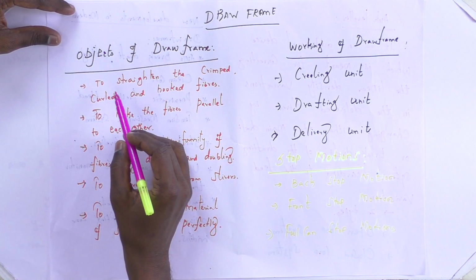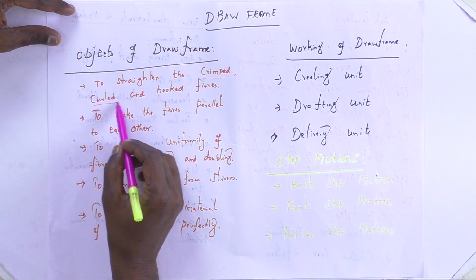What are the objects of the draw frame machine? The first object is to straighten the crimped, curled and hooked fibers. Because of the action of wire points in the carding machine, the fibers are curled, crimped and hooked to each other. So the main purpose of the draw frame is to remove the hooks present in the input material. Normally, for that we use an even number of machines between carding and the next processes. For that only, we use the breaker draw frame and the finisher draw frame.